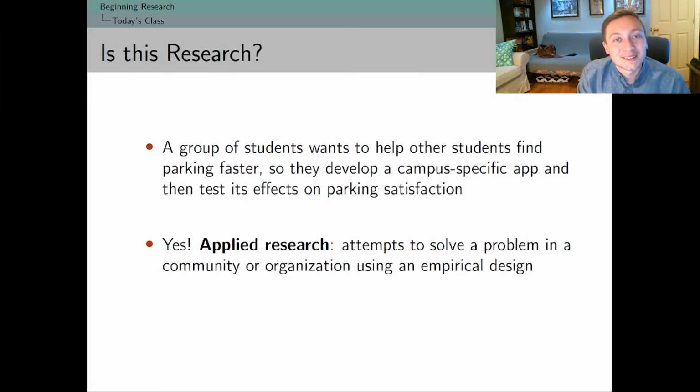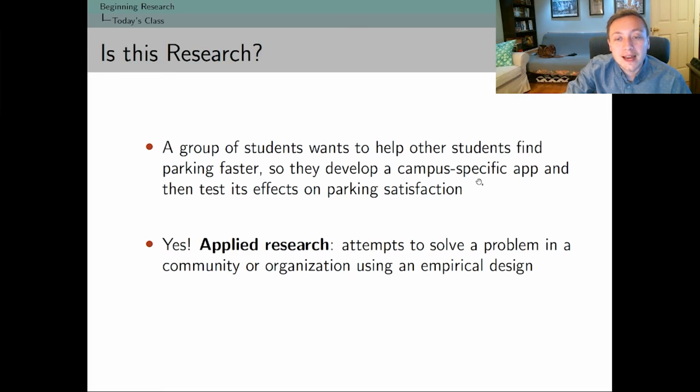Gosh, wouldn't it be great? Once we get back to campus, parking is always hard to come by. Wouldn't it be great to have an app like this? And so this applied research is trying to solve a problem in a community using a scientific design. So again, back to that foundational question, could we do this, right? Could we do this research?